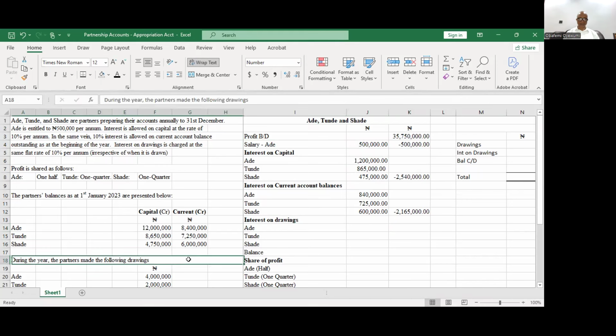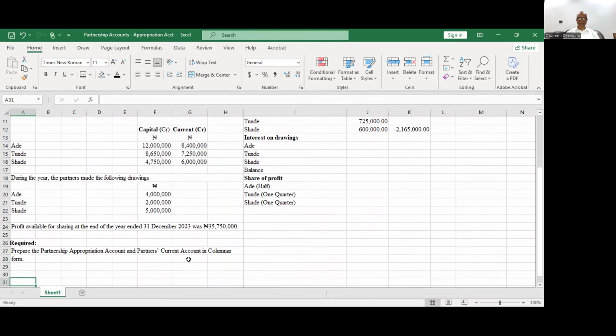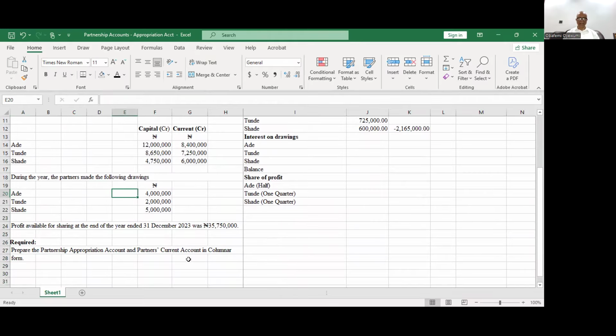Now let's look at interest on drawings. How much did they draw in the course of the year? Let's see the amount they drew. Ade drew 4 million, Tunde 2 million, and then Shade also drew how much? That's 5 million. So we're looking at 10% of the same figures. 10% of 4 million will give you 400,000. 10% of 2 million will give you 200,000. And then 10% of 6 million will amount to 600,000.